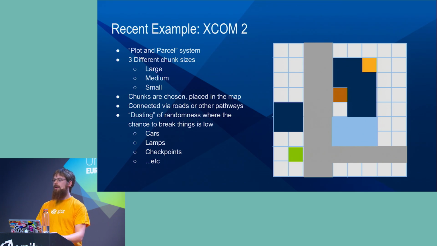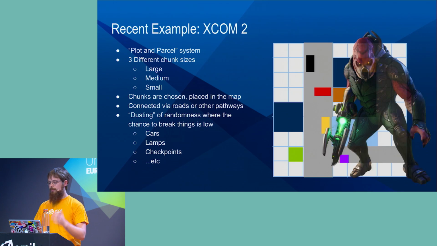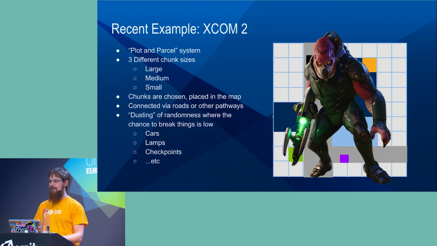And once you have all that set up, then you can throw sort of a light dusting of randomness over it, where you generate cars and objects that aren't really going to make that big of a difference and have a lower chance of actually breaking everything. So you get the unique look, but you don't have to worry about placing a dump truck right in front of the exit extraction point or something like that. So once you have all that, the level's built, the player goes in, boom, they get hit by a Muton, and they regenerate a new level for them later on.